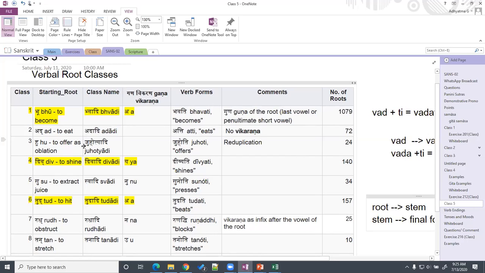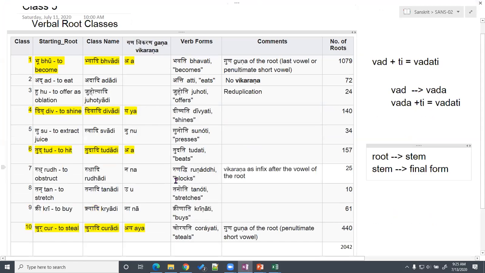So how are these classes named? These are the 10 classes named. Panini has given the first root of every class. So Bhu becomes Bhwadi, that means Bhu Adi. If you do the Sandhi, Bhu Adi becomes Bhwadi. It simply means Bhu, etc. Adi means etc. or starting with. So starting with Bhu.